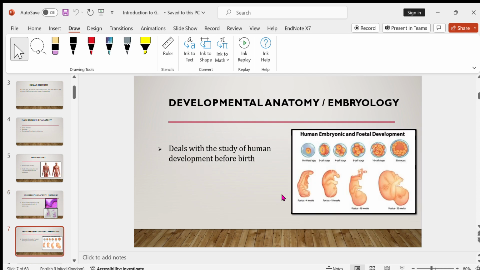Developmental anatomy is also called embryology. It deals with the study of human development before birth. As you can see, starting from a small fertilized egg till the grown embryo, this is the developmental anatomy.